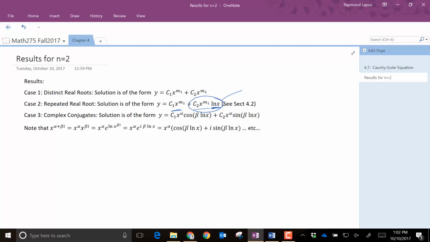And I just want to highlight, maybe I can highlight. I just want to highlight the fact that our second solution will have an ln x instead of just a regular x. And then lastly, if we have complex conjugates, then our solution will almost look like our complex conjugate, except this time it has that ln x again.